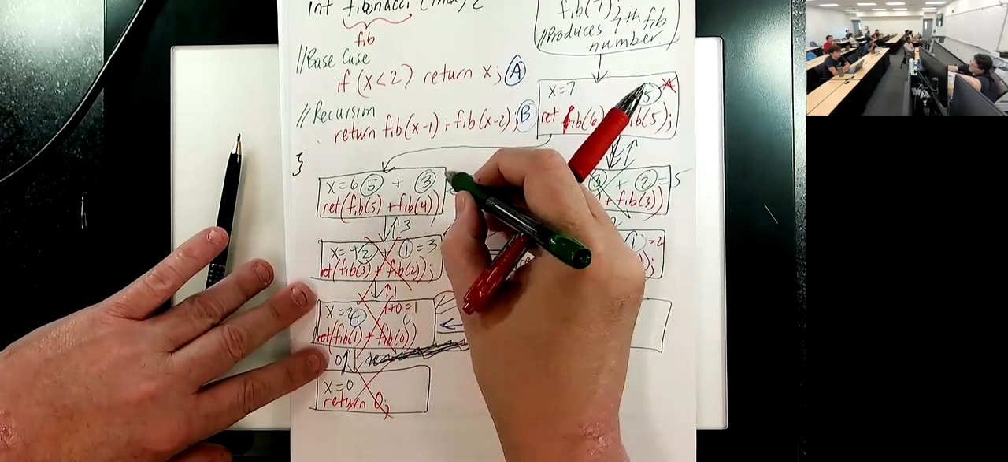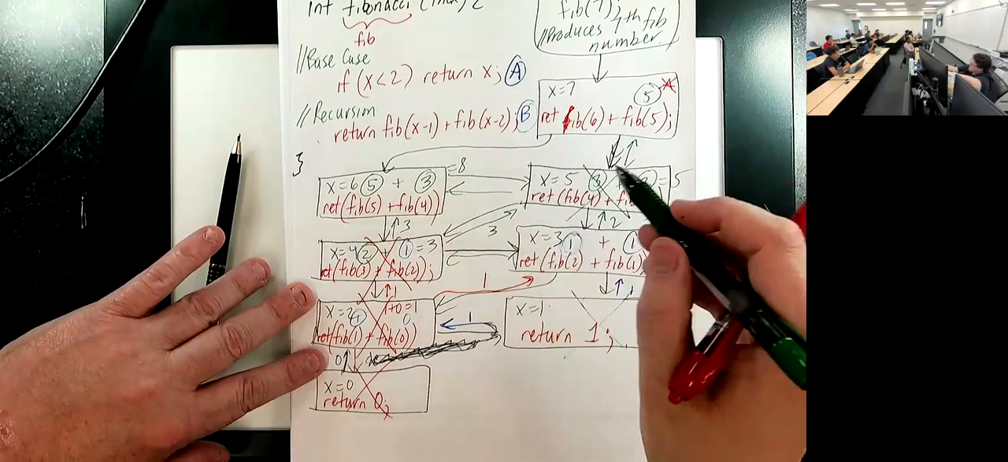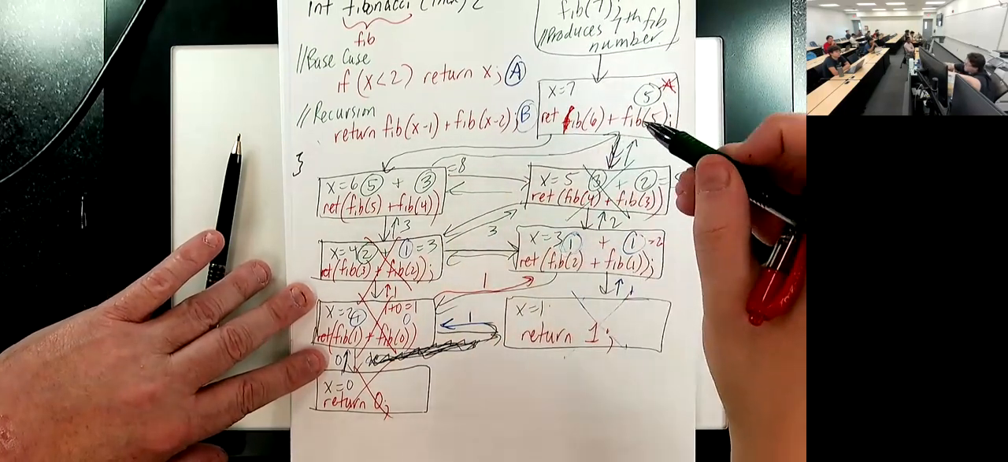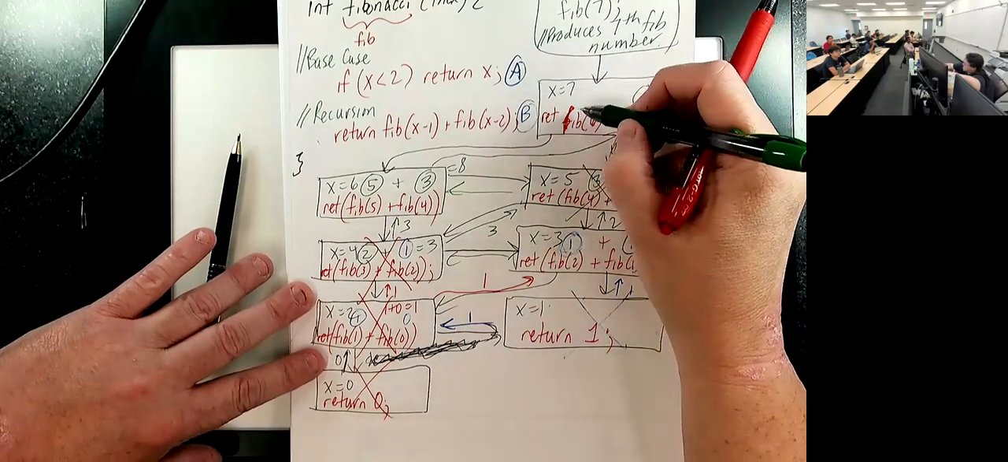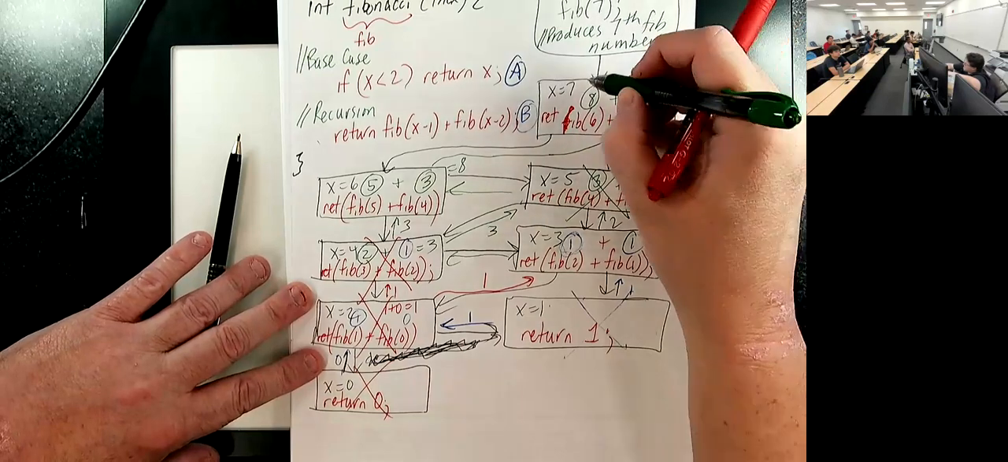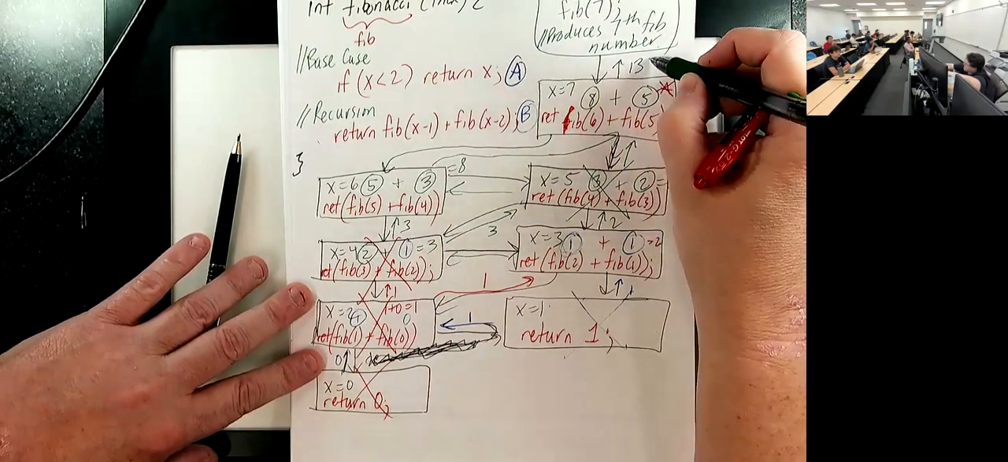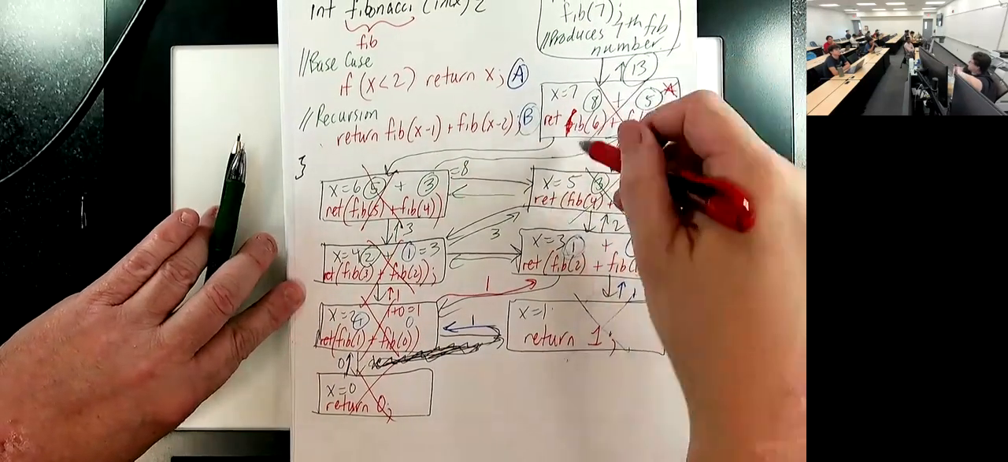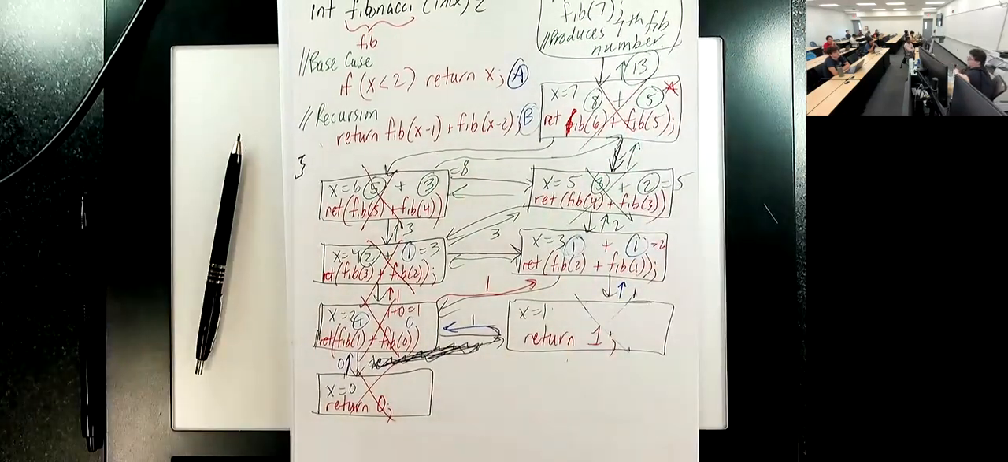This is 5 plus 3 equals 8. That returns to fib 6. Fib 6 is 8. 8 plus 5 is 13. It passes 13 back up to the main. And the memory has now been entirely deallocated, and we got our answer in the main.